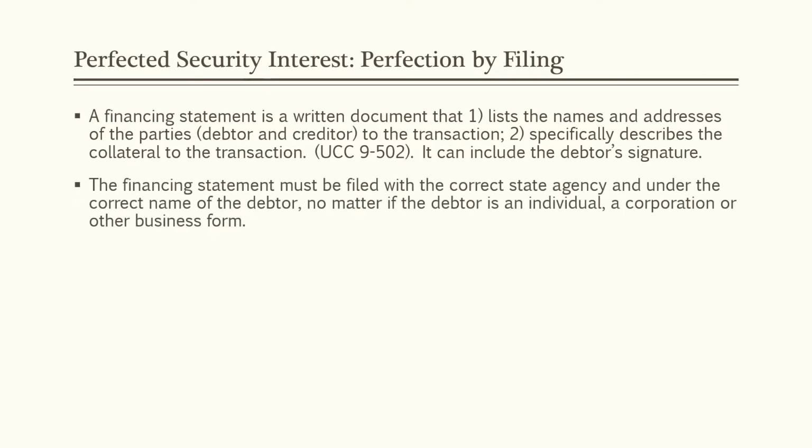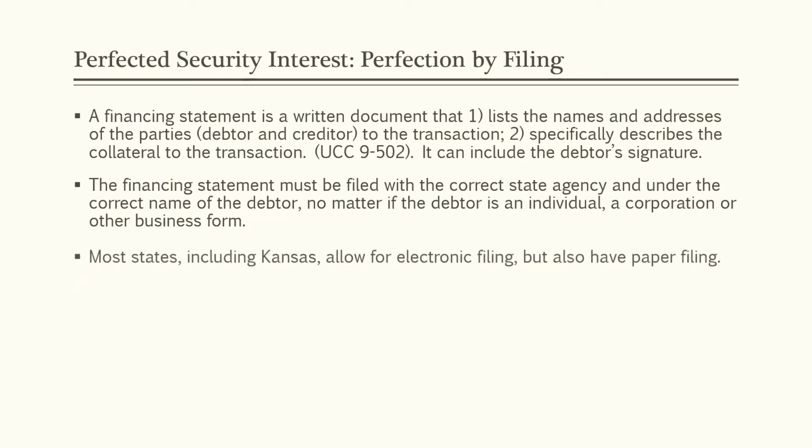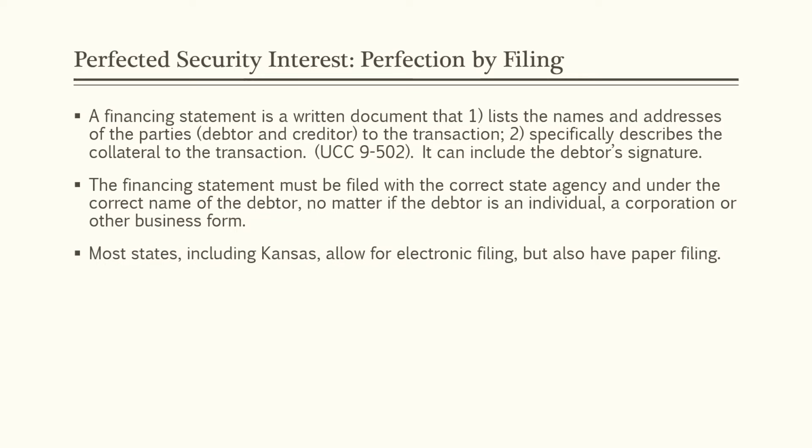The financing statement must be filed with the correct state agency and under the correct name of the debtor, no matter if the debtor is an individual, a corporation, or other business form. You have to get the name right. That's key. Most states, including Kansas, allow for electronic filing, but also have paper filing. It takes a lot longer for it to be registered. It can be up to 30 days if you send in the paper. Getting the electronic filing done, it usually attaches almost immediately when you file it.